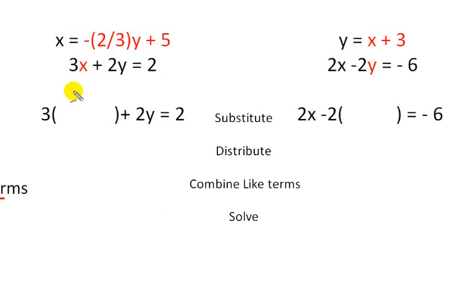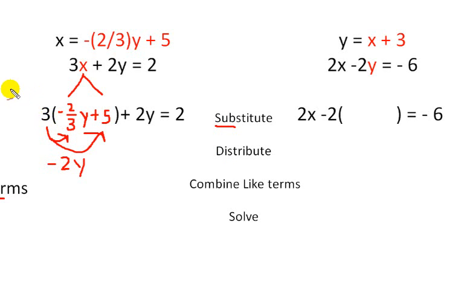Okay, so here I'm going to substitute in for x. x equals -2 divided by 3, or I'm sorry, y, plus 5. Okay, so that was my substitute step. Now I need to distribute. Okay, so if I distribute here, 3 times -2 over 3 is going to give me -2y.